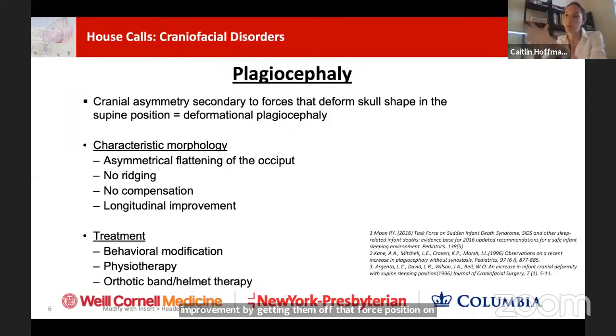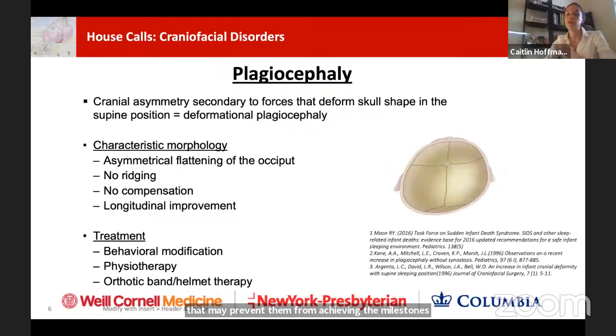And then very, very rarely, only in severe cases or in the case where a child is either delayed or has other issues going on that may prevent them from achieving the milestones that make this better on its own, will we reach for helmet therapy. This is what this looks like.